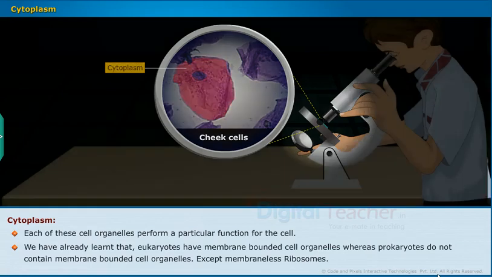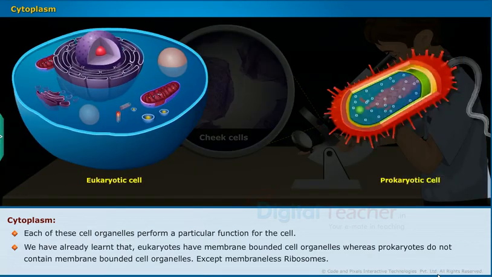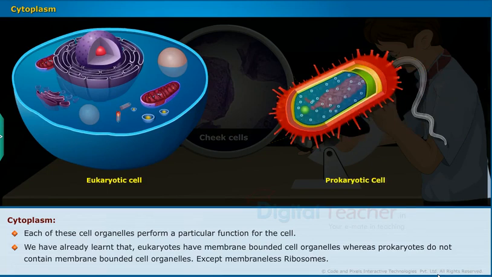We have already learned that eukaryotes have membrane-bounded cell organelles, whereas prokaryotes do not contain membrane-bounded cell organelles, except membrane-less ribosomes.